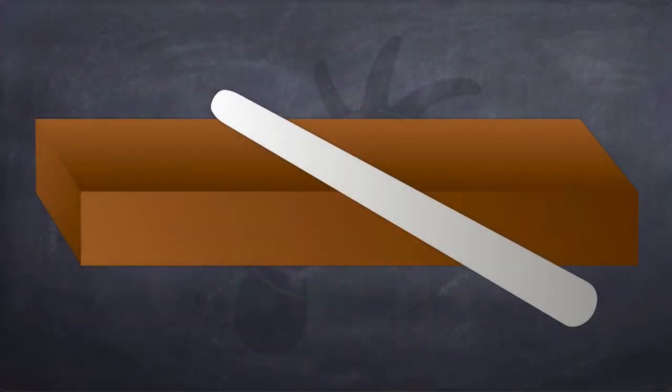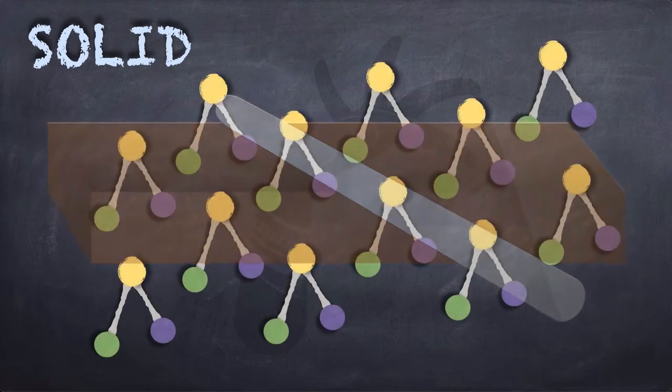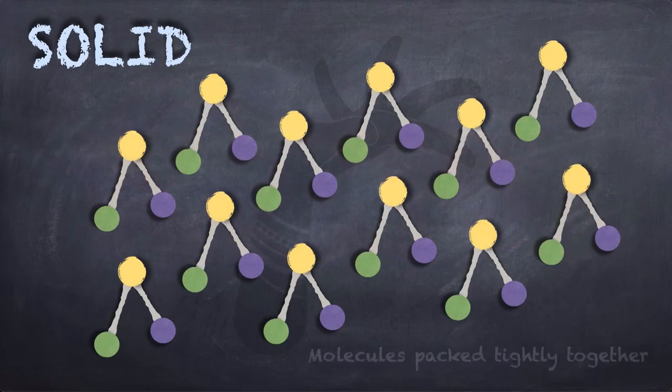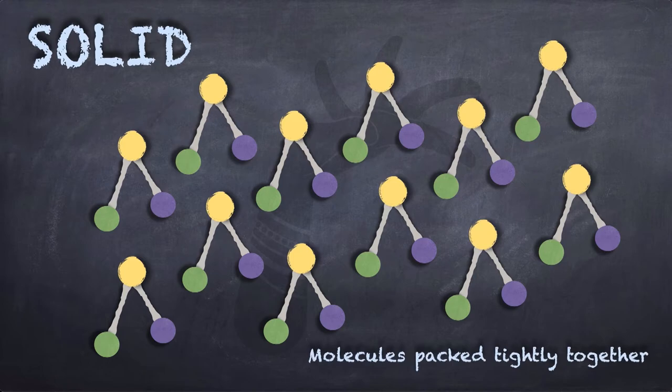Now, imagine each of our dancers is a molecule. When the molecules are closely packed together and form bonds with each other, the material is able to hold its shape and form. It feels solid.